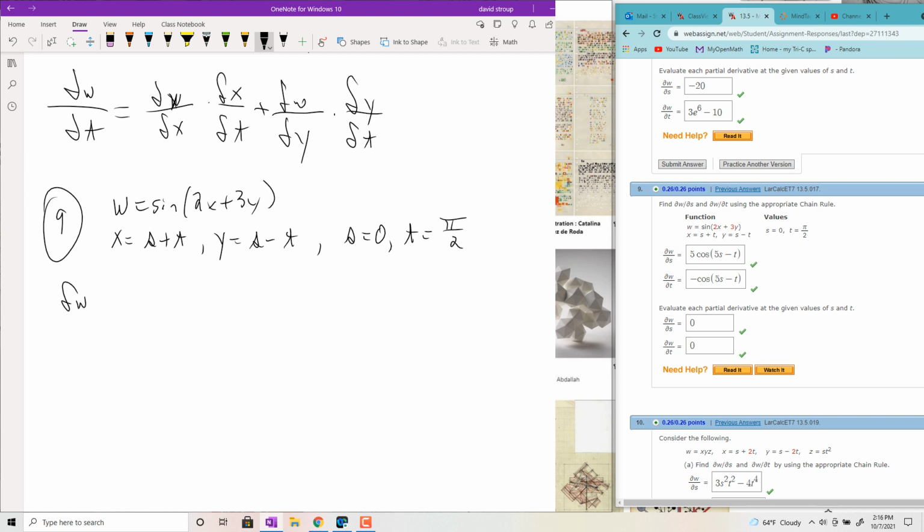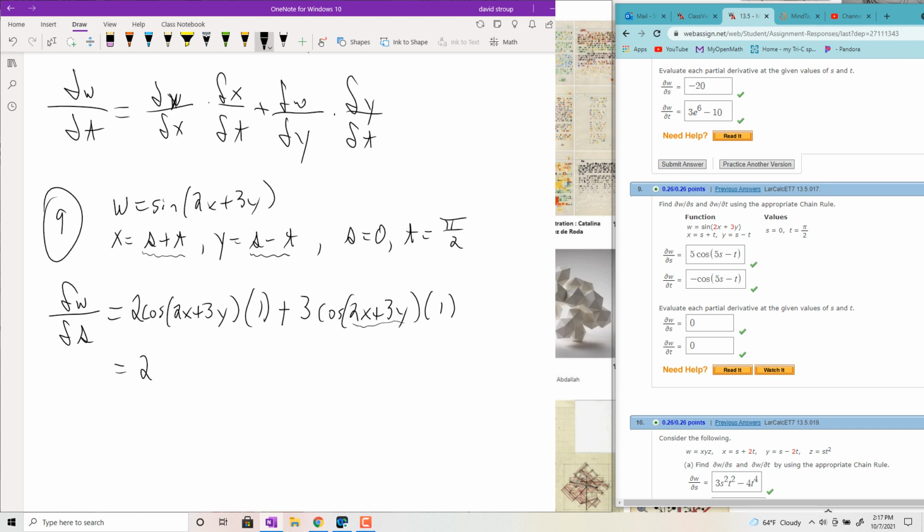Okay. So first, the partial derivative with respect to s is going to be the partial of w with respect to x, so that'll be cosine of 2x plus 3y times 2, times the derivative of x with respect to s, which will just be 1, plus the partial derivative of w with respect to y, so that would be cosine of 2x plus 3y times the derivative of the guts, so it would just be 3, times the derivative of y with respect to s. Of course that derivative would just be 1.